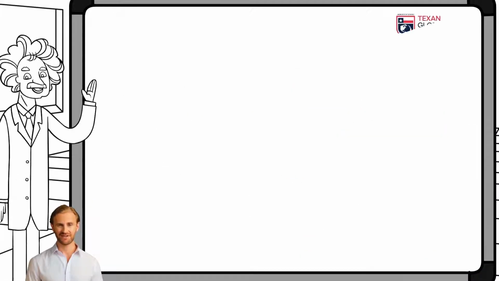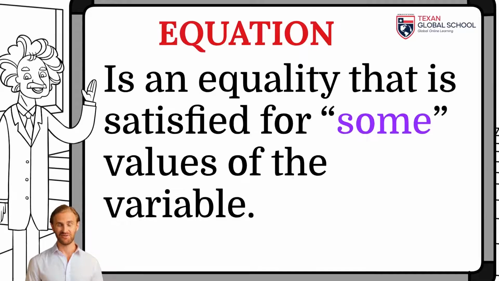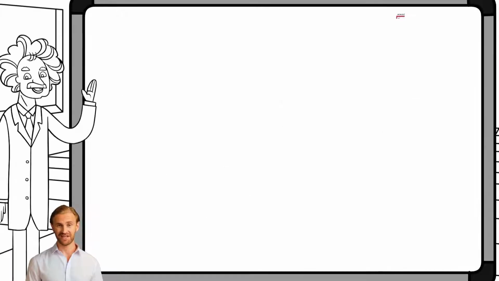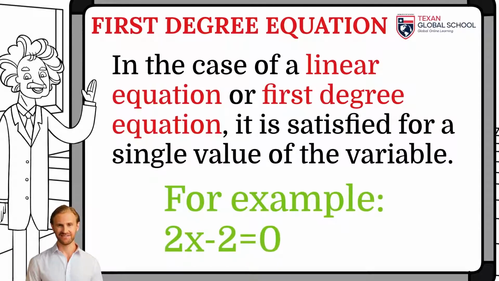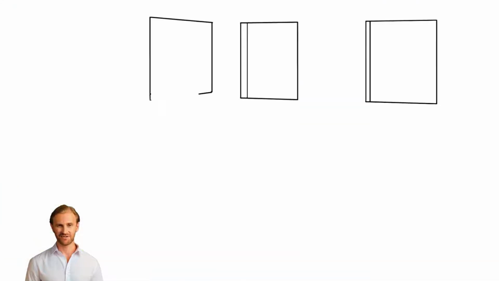From this concept of equality follows the concept of equation. An equation is defined as an equality that is satisfied for some values of the variable. We can have first-degree or linear equations, in which the equality is satisfied by a single value of the variable. For example, 2x minus 2 equals 0. The equality is satisfied if x is equal to 1.